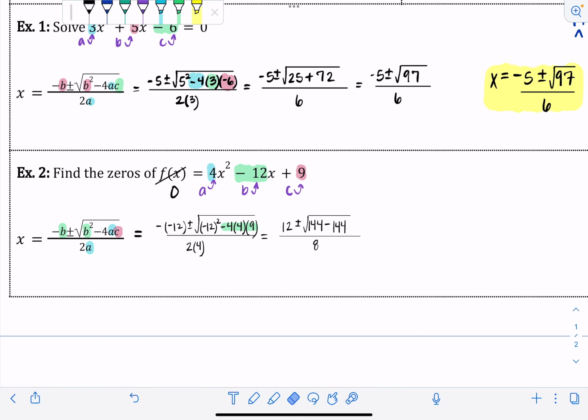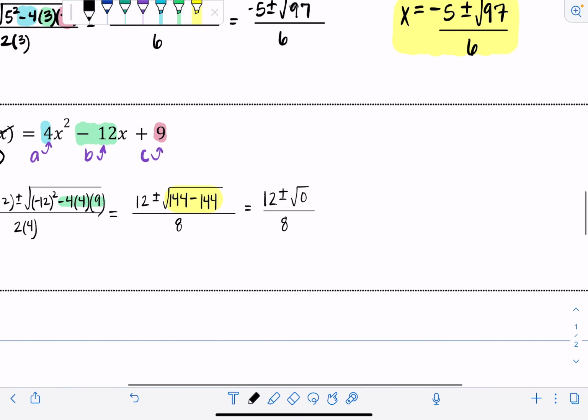Okay, so moving on to the next step, now I can subtract inside the radical. So I have 144 minus 144. So that is 0. So I have 12 plus or minus the square root of 0 over 8. And then the square root of 0 is 0. So from this point, if you have plus 0 and minus 0, they're both going to be 12. So it doesn't actually change anything. And you just go ahead and take off that square root of 0 or the 0 altogether. So it'll be just 12 over 8.